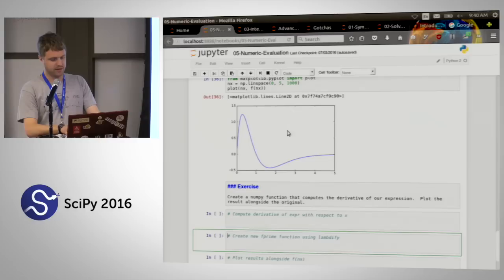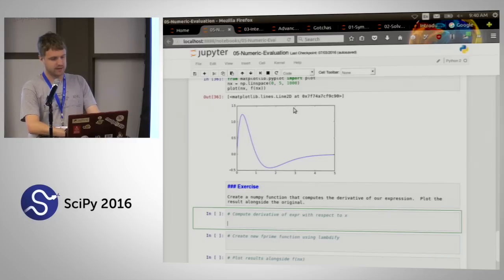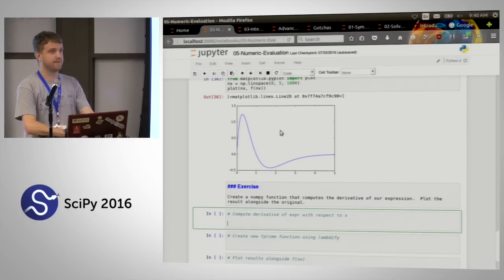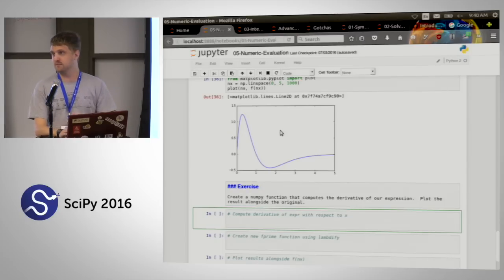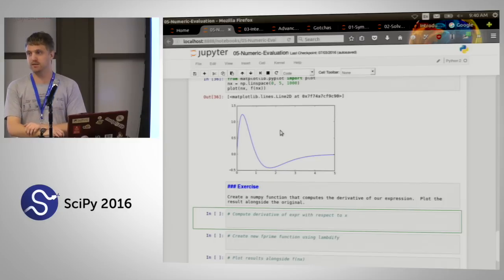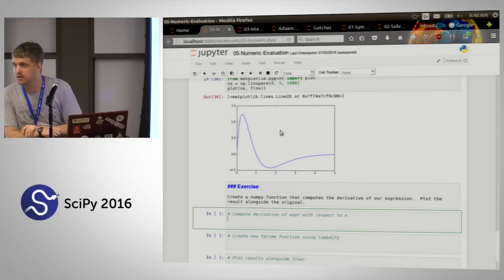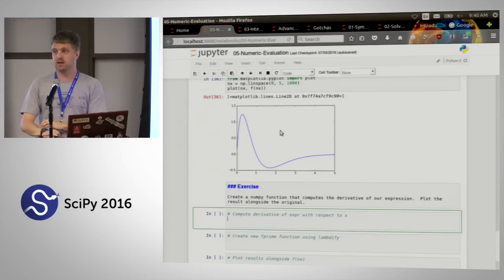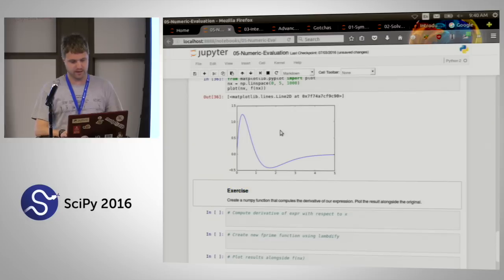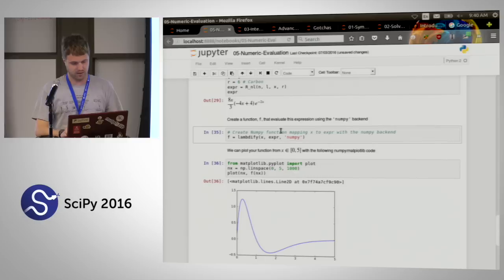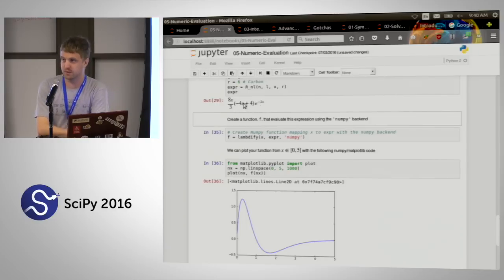So now the exercise is to take this expression and do the exact same thing that we just did, except with the derivative of the expression. Is this happening in C++? Does this compute it in C++? Lambdify basically is doing this: here's our expression, 8x over 3 times negative 4x plus 4 times exp of negative 2x. So you can create this function with NumPy. NumPy has an exp function.